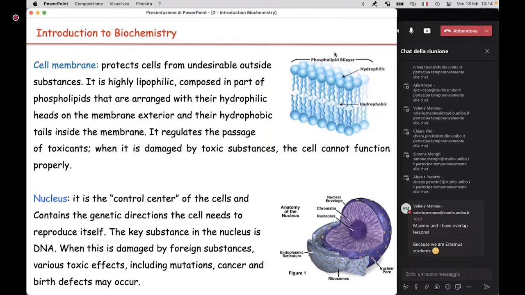So lipophilic compounds are easily incorporated into the cell, while hydrophilic compounds need some kind of transporter. We will see in the following that a lot of different transporters are included into the membrane. They are usually proteins that have this specific function of transporting some compounds or some classes of compounds from the external part to the internal part of the cell.